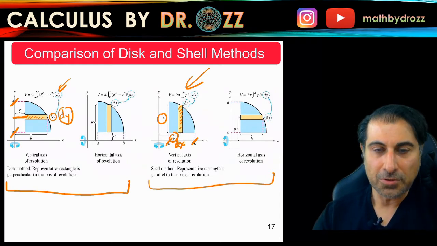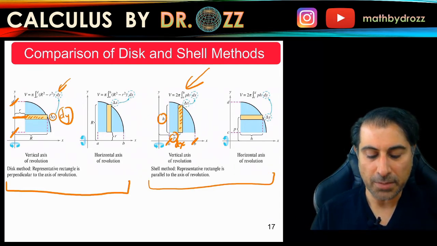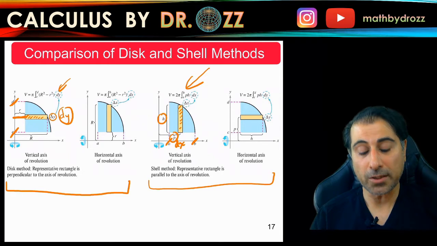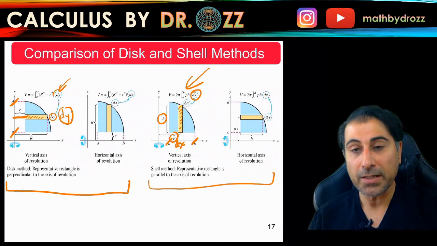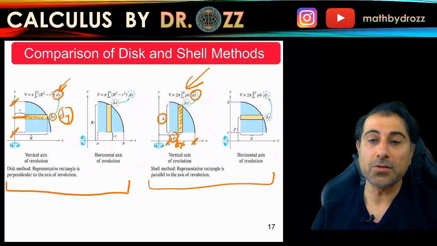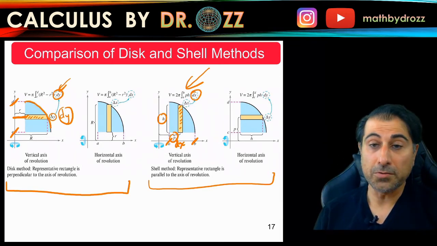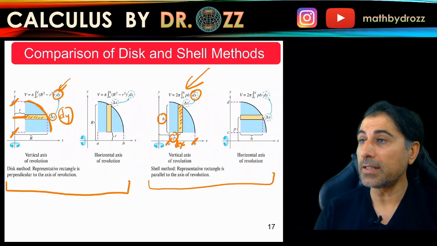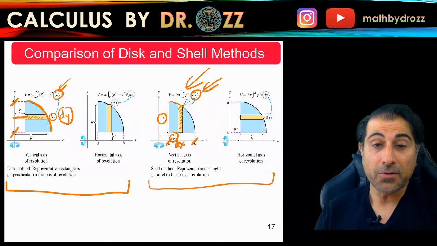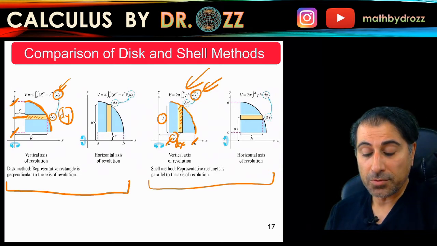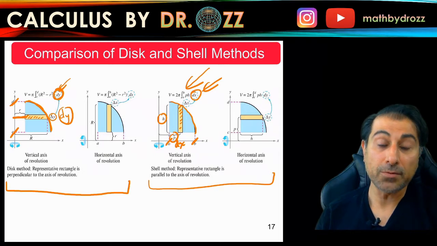So you see the difference between the disk method and the shell method based on how you set up the integral. Here everything depends on dx, and here everything depends on dy. If the curve is provided to you as y equals f of x, go ahead and use the dx type formulation. If that function is given in terms of y, then go ahead and use the dy type formula that comes out of the washer method or disk method.